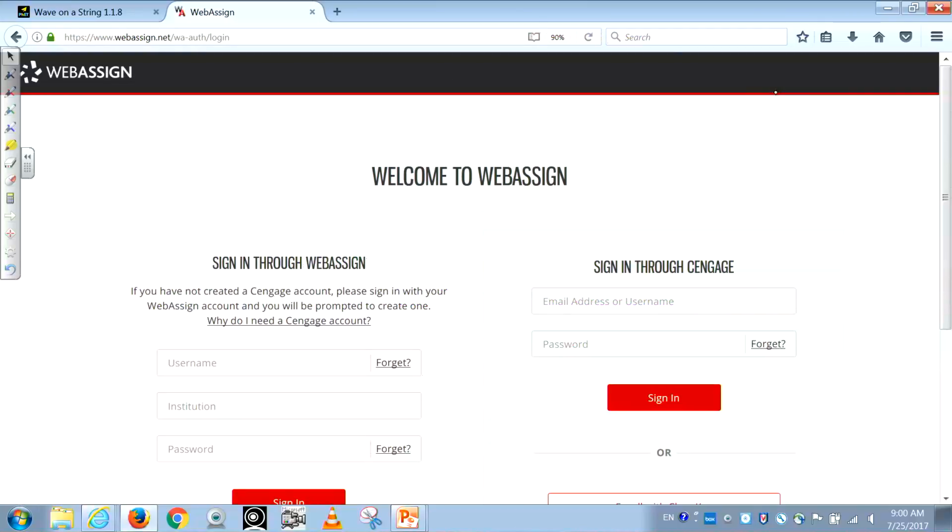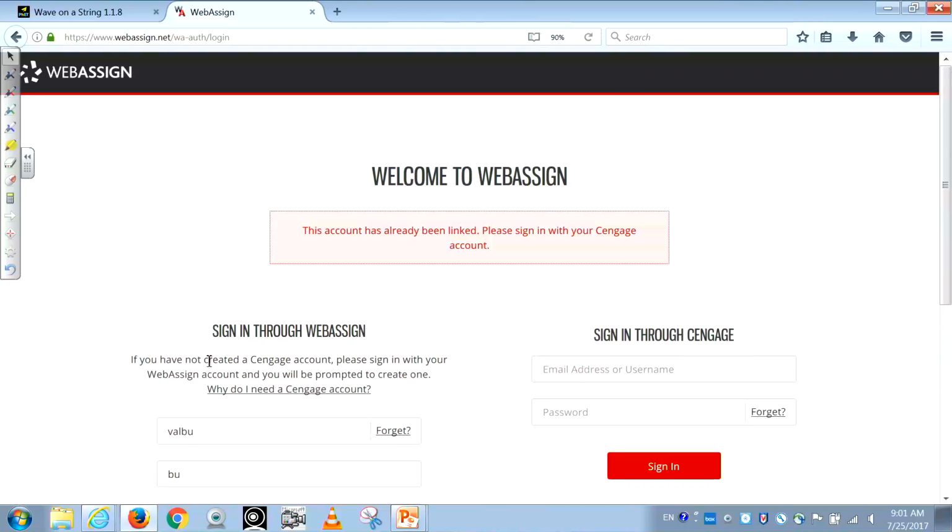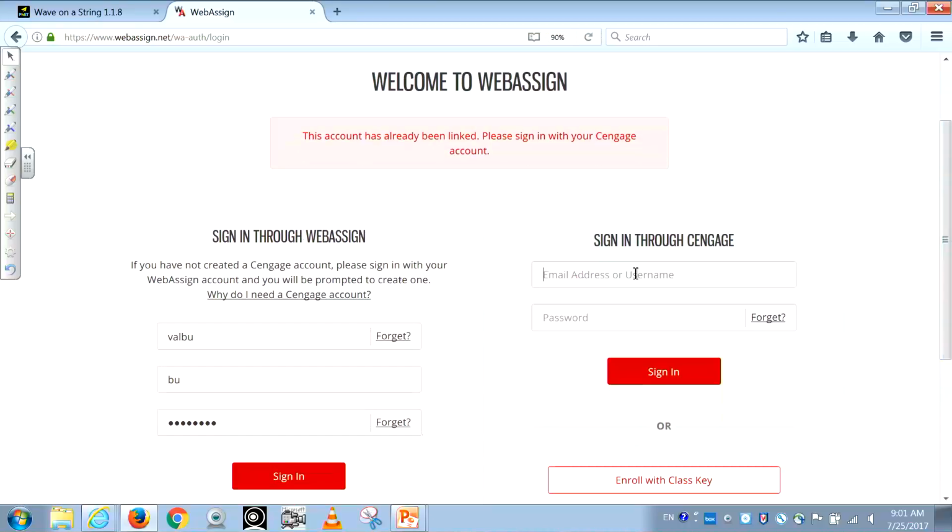Well, I tried webassign.com, webassign.net. It still forces you to create a Cengage account. Probably Cengage wants to buy WebAssign or already has bought it, I don't know. And on my side, I don't see, now I have to use this. Well, I can try again. Yep, and it will force me.